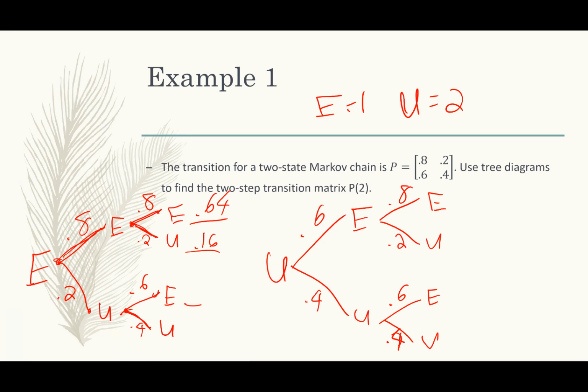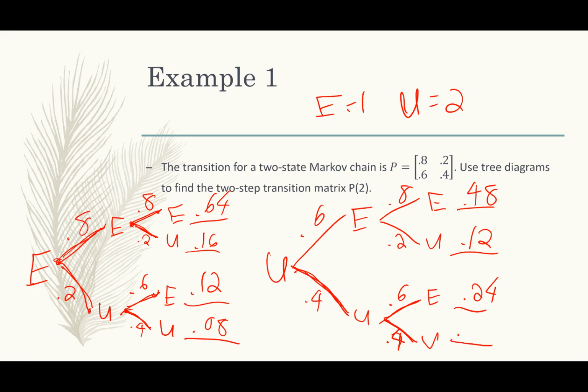Multiplying these branches together, 0.2 and 0.6 makes 0.12. And then finally, 0.2 times 0.4 makes 0.08. And we'll go ahead and fill this one out as well. This will be multiplying these branches, 0.48. This one would be 0.12. 0.4 times 0.6 makes 0.24. And 0.4 times 0.4 makes 0.16.